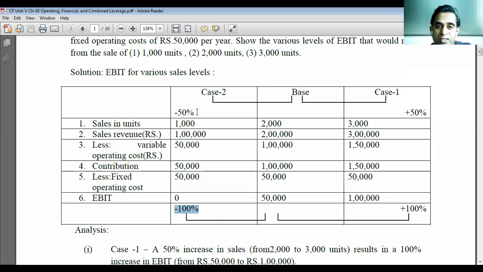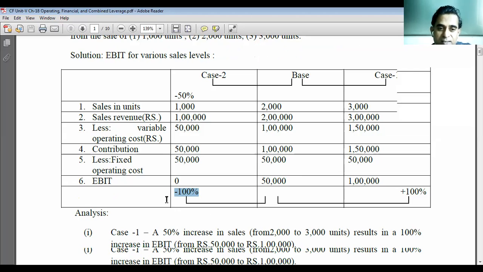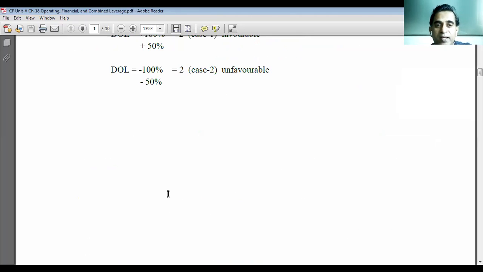I hope you understand, it is equal to 1 and this is equal to 2 in mathematical terms. If we divide it, you will understand. So a 1% decrease in sales has resulted in a 2% decrease in EBIT. This is the meaning of operating leverage.